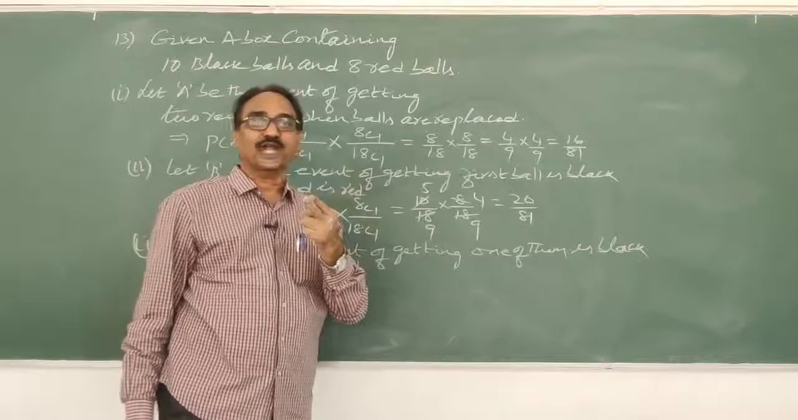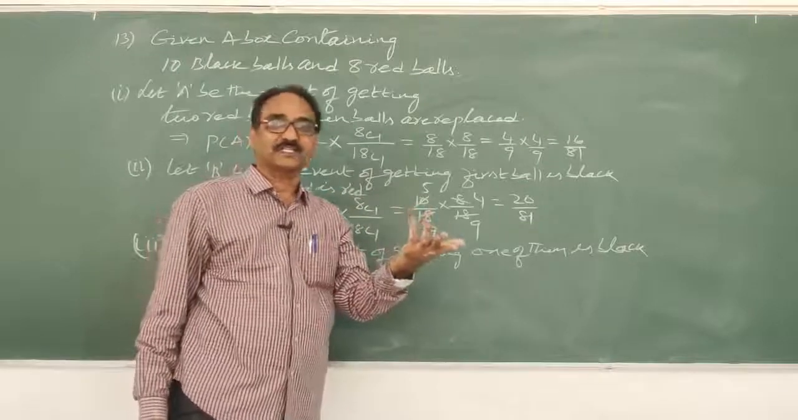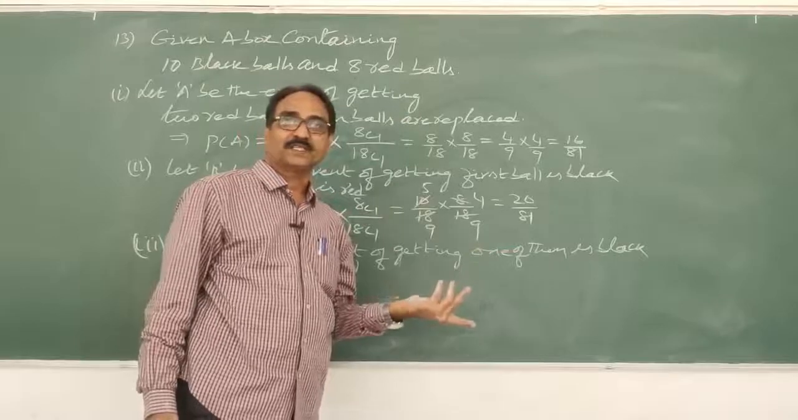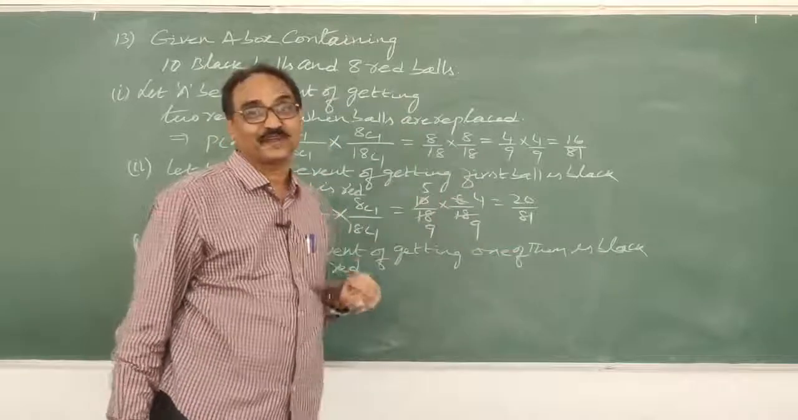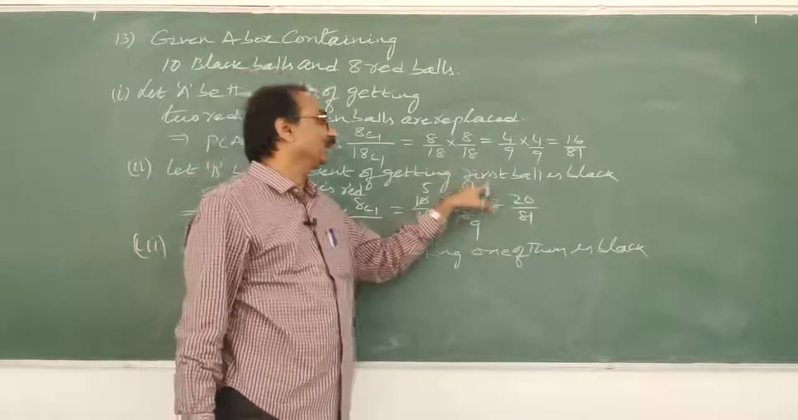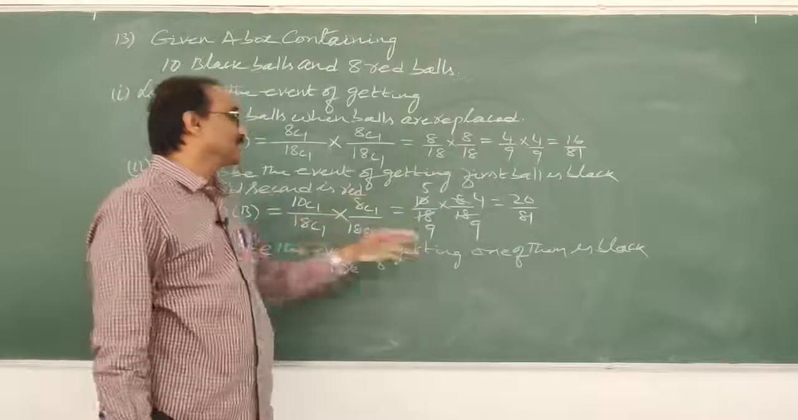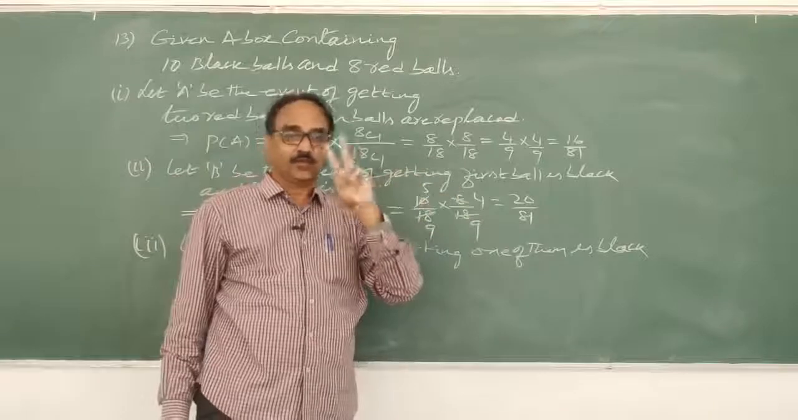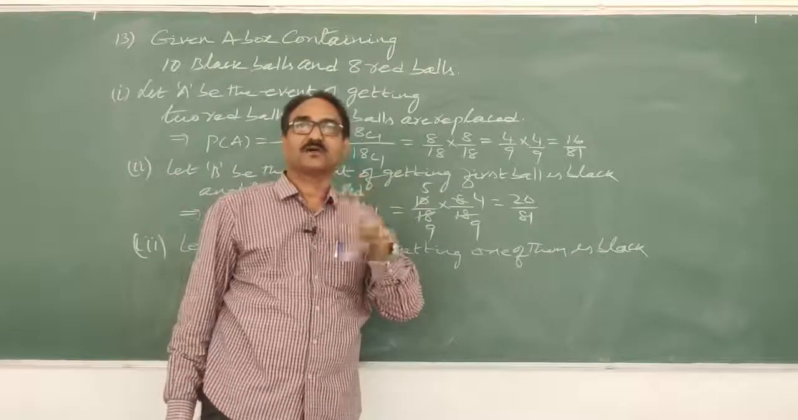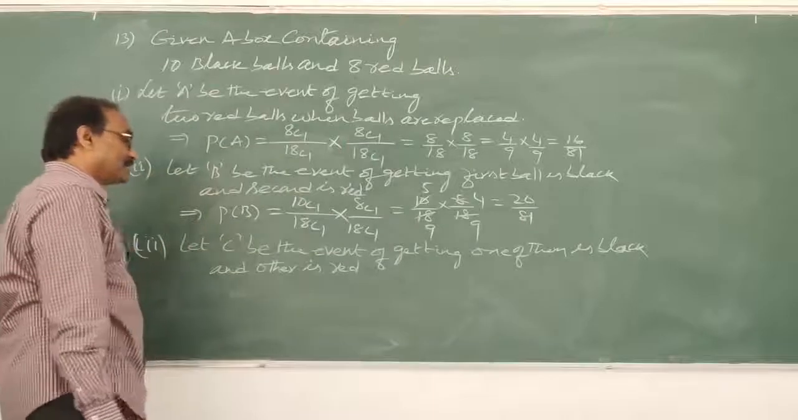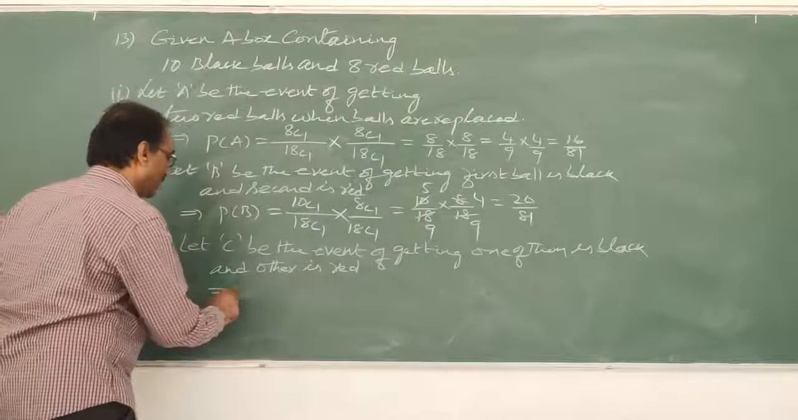When you draw 2 times, there is no necessity that the first ball only should be black. The first ball may be black, the second ball also may be black. So 2 times you have to find out the chance. Here, particularly, it is given first ball black, second ball red. Here it is not given. In 2 draws, I want to get one black, one red. That's all. So getting one of them black and the other red, this implies P of C.